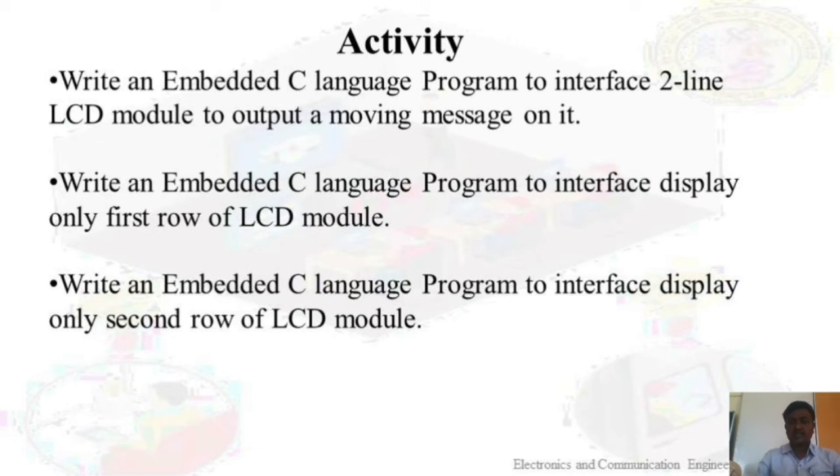first, write an embedded C language program to interface a 2-line LCD module to output a moving message on it. This one we have already seen. Second, write an embedded C language program to interface and display only the first row of the LCD module. Third activity is write an embedded C language program to interface and display only the second row of the LCD module.